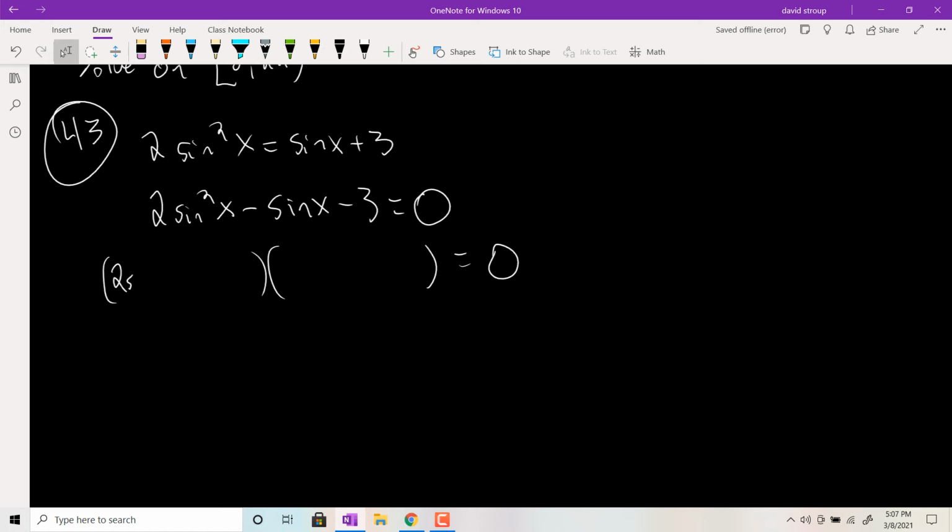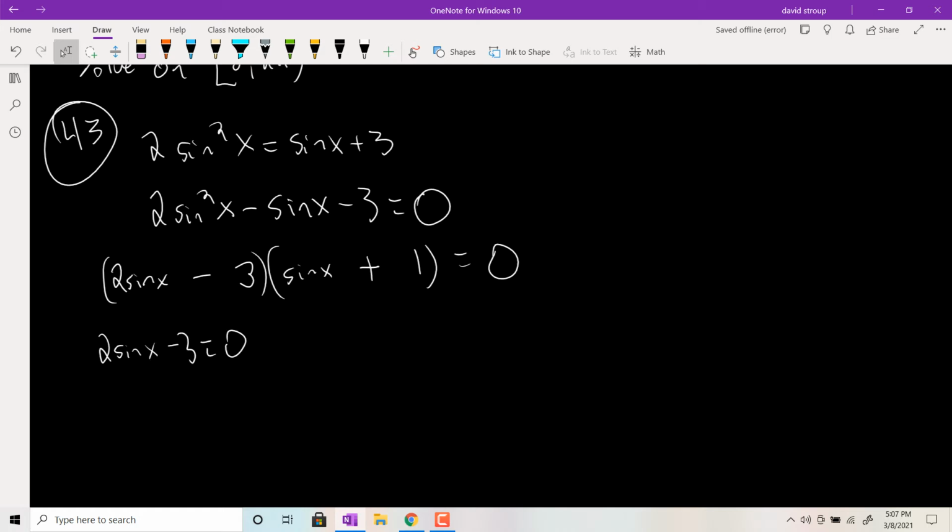Okay, so it's going to be 2 sine x and then sine x. This is going to be plus and minus. It has to be 3 and 1 or 1 and 3. It has to be 3 and 1, otherwise the middle term, the inner and outers, would add to something weird. And then the bigger number has to be negative, and this has to be positive. You can FOIL it back out and see it works. 2 sine squared outer, 2 sine x minus inner, minus 3 sine x, and then minus 3. So it works.